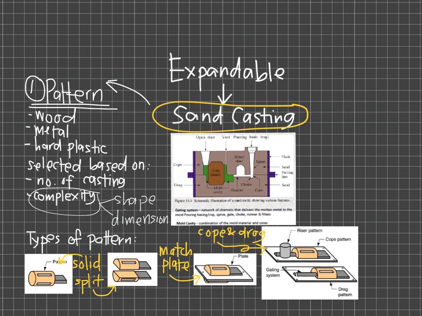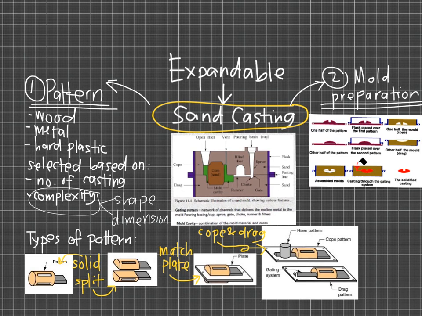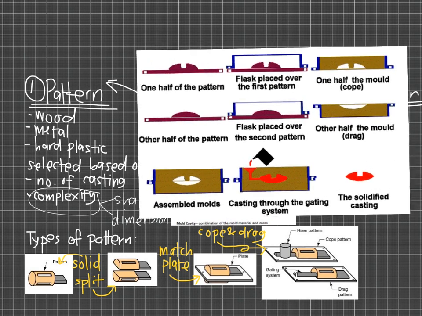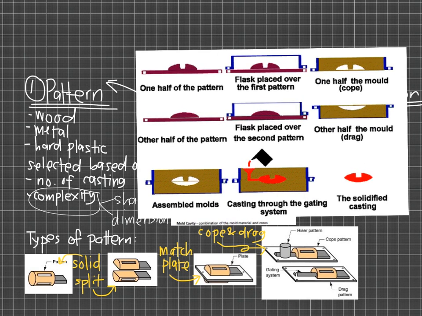So then from this pattern, we are going to prepare the mold. For mold preparation, it can be summarized in this figure. So let's take a look at this process. For the first one, we have to prepare the cope, which is the upper side of the flask. We pack the sand onto the pattern to get the mold cavity here for the cope.